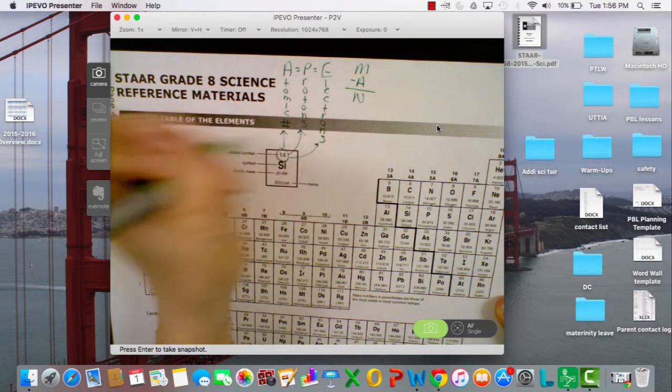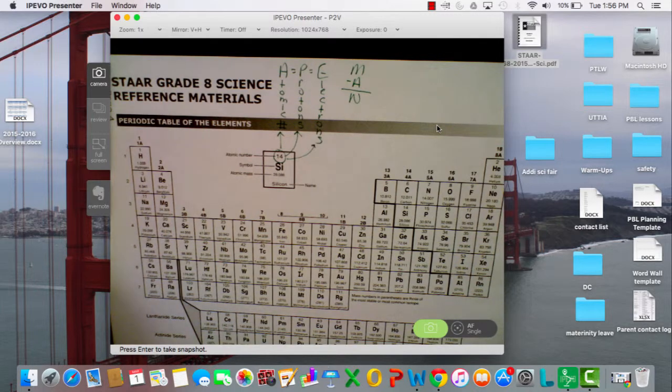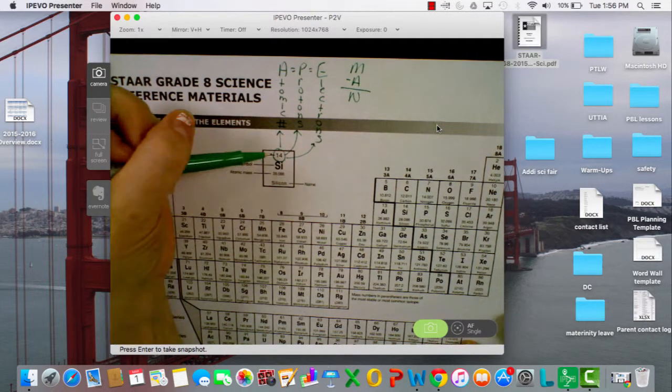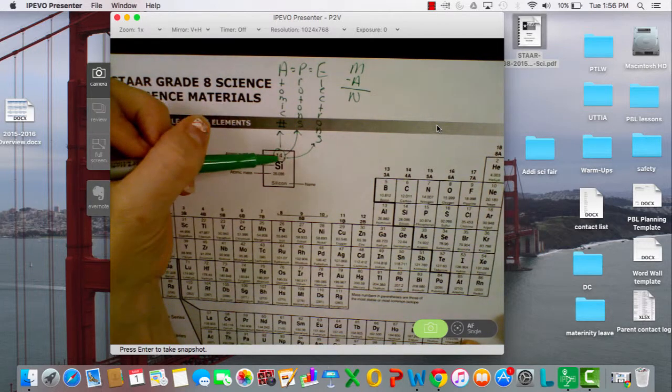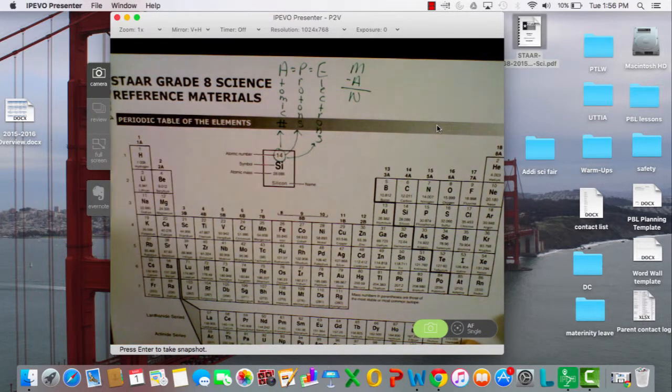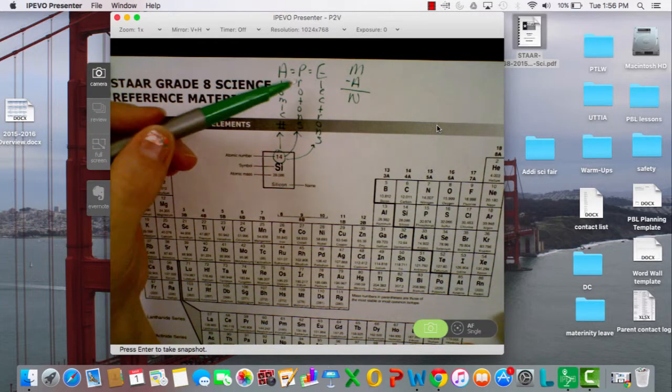So a question could be as simple as, you have an element of silicon. How many electrons does that element have? Well, right there, if the atomic number is 14, that means the number of protons is 14. That means the number of electrons is 14. So that's the APE.